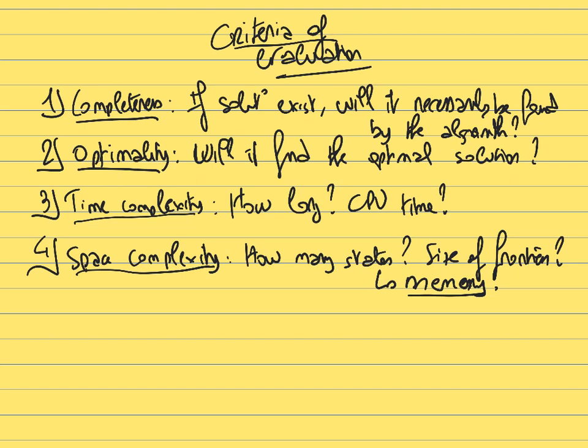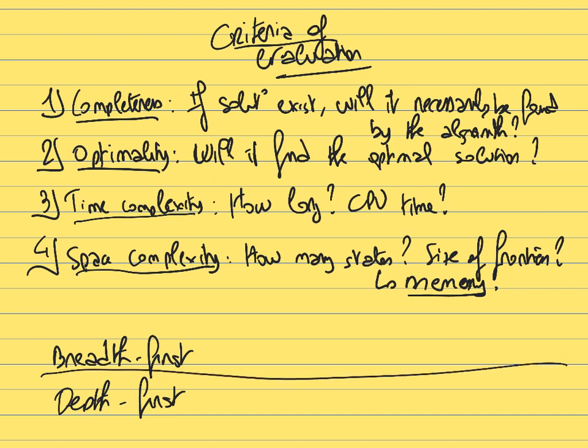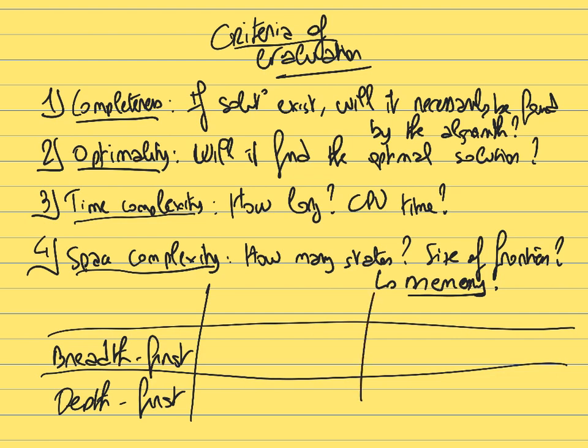So let's just summarize the two algorithms that we saw, which are the breadth first algorithm and the depth first algorithm. If you think about those two algorithms, let's see what their strengths and weaknesses are based on those four criteria. So the first criterion: is it complete or not? What is the completeness of the algorithm?